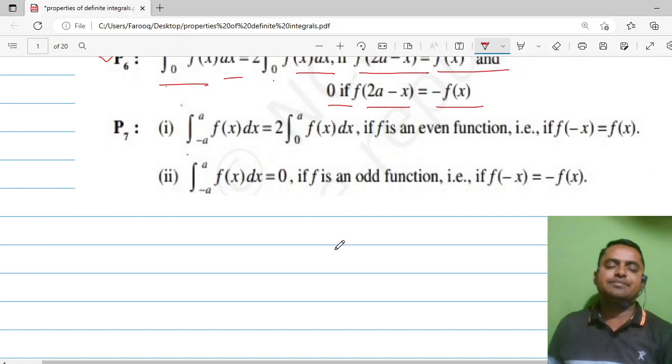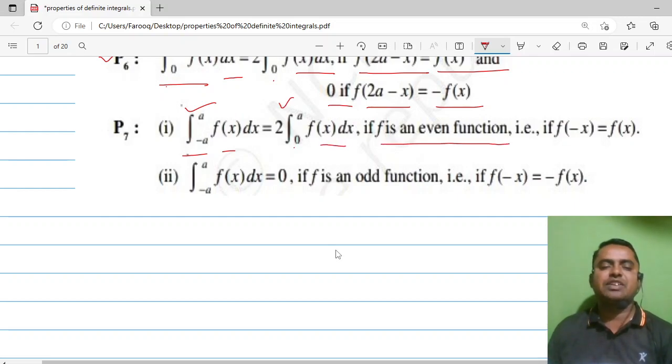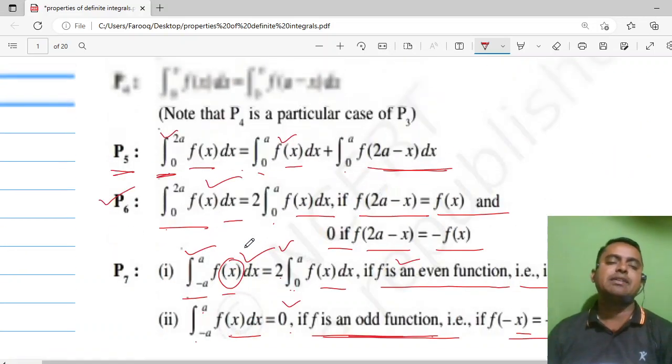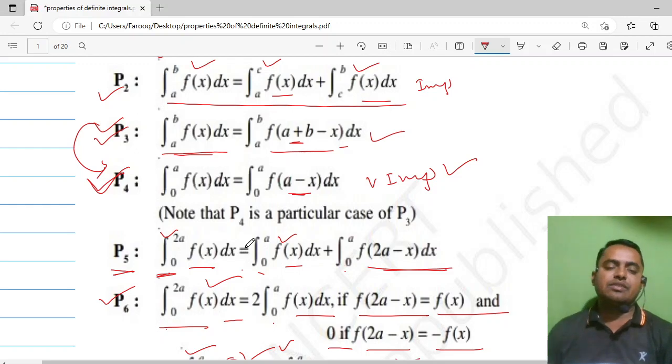And the last property: the integral from minus a to a of f of x dx is equal to 2 times the integral from 0 to a of f of x dx if f is an even function, that is, f of minus x is equal to f of x. And the integral from minus a to a of f of x dx is equal to 0 if f is an odd function, that is, if f of minus x is equal to minus f of x. So these are the 7 important properties. Out of these 7, 4 are very important.